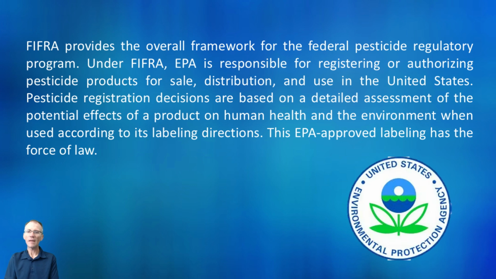Under FIFRA, EPA is responsible for registering or authorizing pesticide products for sale, distribution, and use in the United States. Pesticide registration decisions are based on a detailed assessment of the potential effects of a product on human health and the environment when used according to its labeling directions. The EPA-approved labeling has the force of law, so we need to understand who is responsible for registering or authorizing pesticide products for sale, distribution, and use in the United States. That would be the EPA under FIFRA.